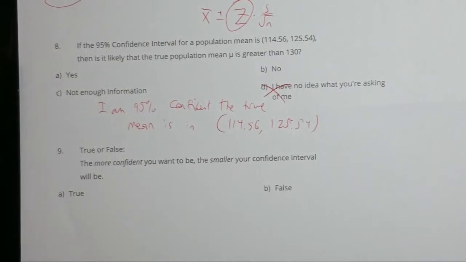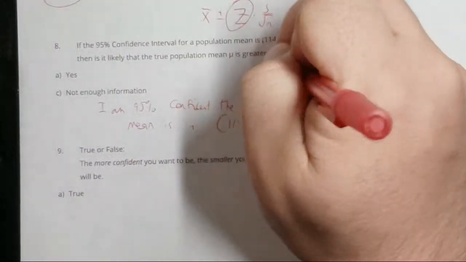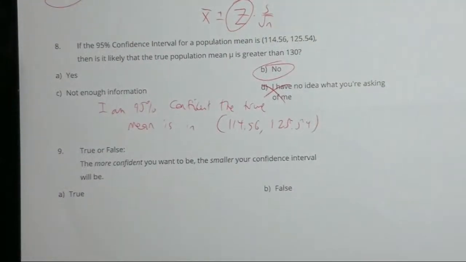So, is it likely that the true mean is greater than 130? No. No, absolutely not. I mean, it could be. That's why they're leaving a little bit of wiggle room with the chance. They're saying, is it likely that it's greater than 130? No, it's not likely. The reason? Because that number is not in my interval.